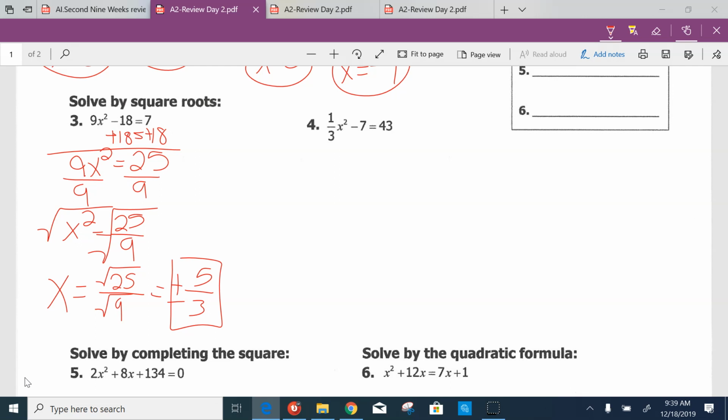All right, so don't forget that, and let's go ahead and do the next one. For number 4, we have 1/3 x squared minus 7 equals 43. What we're going to do is go ahead and add 7 to both sides.